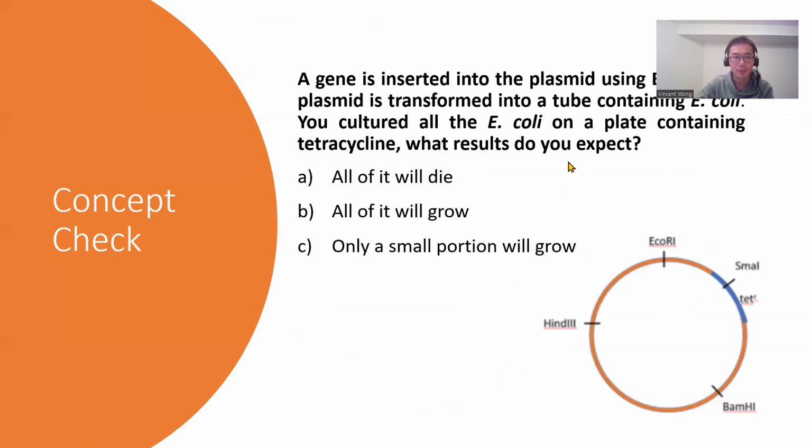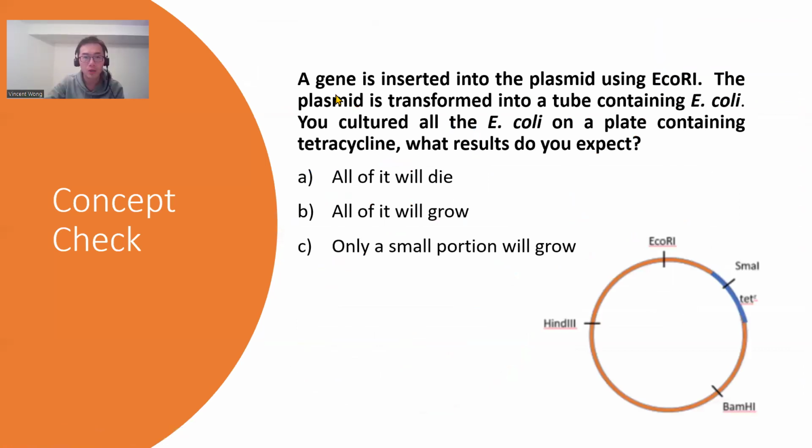So let's take a look at this question. A gene is inserted into the plasmid using EcoRI. The plasmid is transformed into a tube containing E. coli. That means you feed it to them, okay? Transform, that's what transform means. You culture all the E. coli on a plate containing tetracycline. What results do you expect?